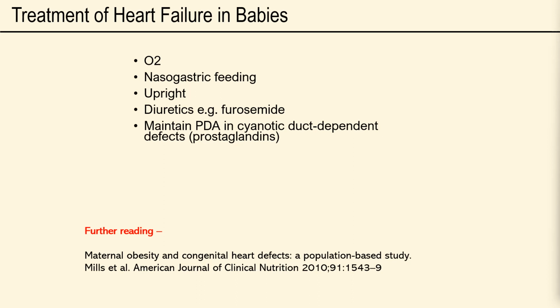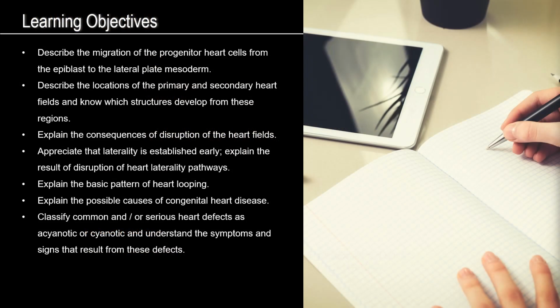And that brings us to the end of this lecture on the development of the heart and congenital heart defects. You should now be able to describe the migration of the progenitor heart cells from the epiblast to the lateral plate mesoderm. Describe the locations of the primary and secondary heart fields and know which structures arise from these regions.